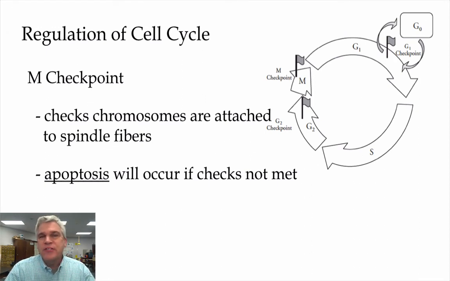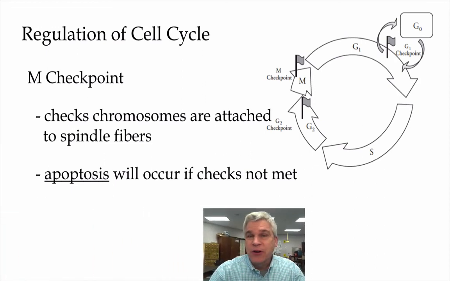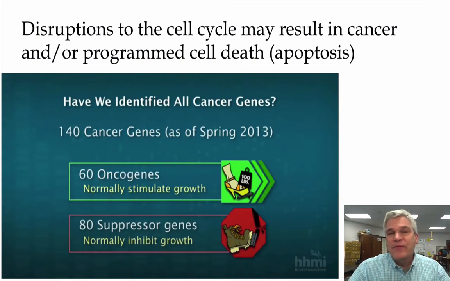So what happens if these checkpoints are not met and the cell continues through the cell cycle anyways? What develops is something called cancer. Any type of disruption to the cell cycle will result in some type of a cancer, or it should go into apoptosis. It should go into cell death if it doesn't.